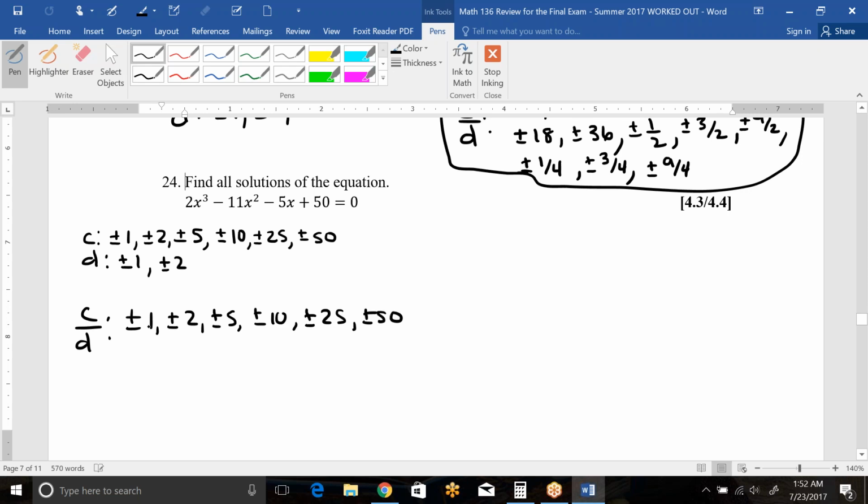And then if we put them over 2, 1 over 2 is a half. 2 over 2 is 1. 5 over 2 is new. 10 over 2 is 5. 25 over 2 is new. And 50 over 2 is 25, which we already have.